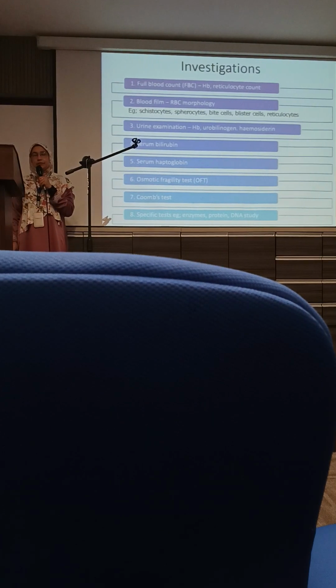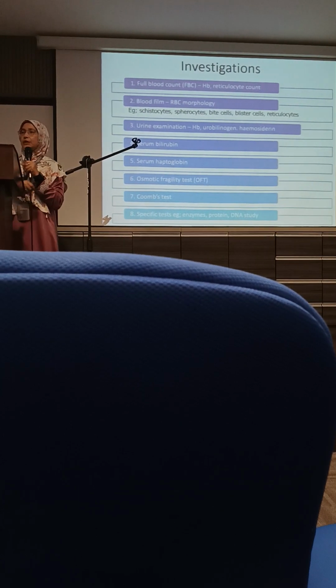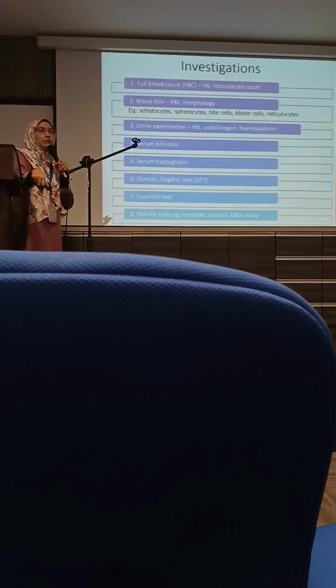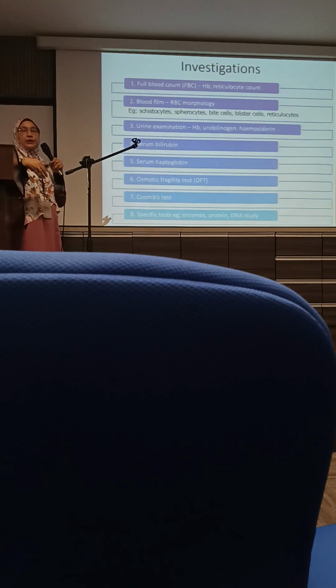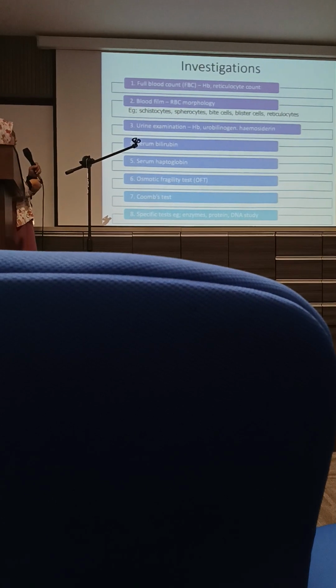So the investigation, when you suspect a hemolytic anemia case, you should look at the full blood count, look for the hemoglobin level and reticulocyte count. What do you expect the reticulocyte count is? High or low? High, right? Your body will compensate. Blood film, look at the red cell morphology. There are many kinds of cells you can see in hemolytic anemia. You may see histiocytes, spherocytes, white cells, blister cells, and reticulocytes.